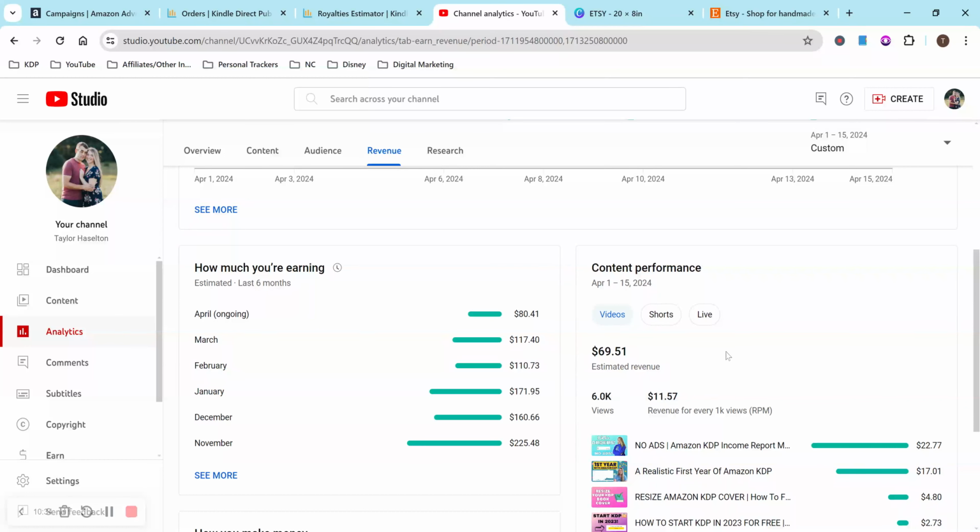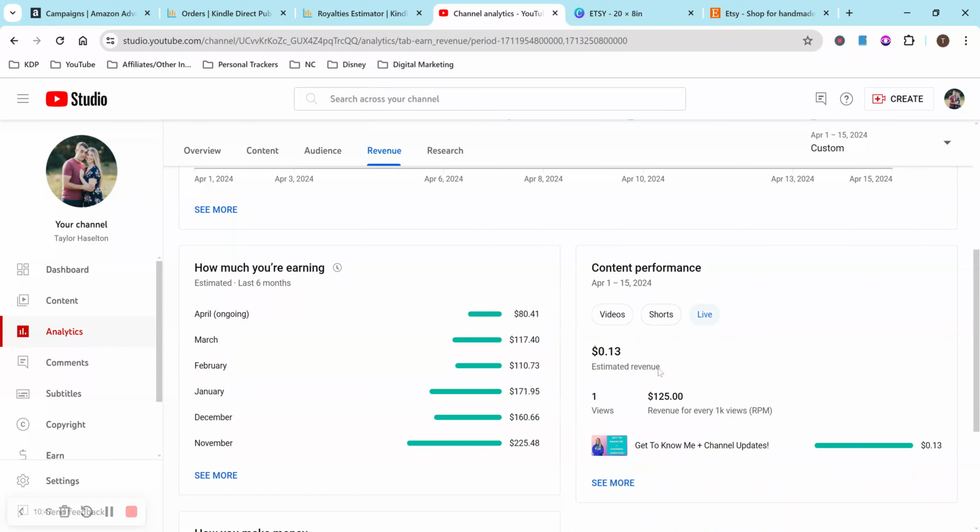So it's okay. It's hard to manage it all, just being realistic here. And then revenue, the RPM is $11.57. And looking at Shorts, RPM is 0.5 cents. And Live is $125 RPM. Wow, that's amazing.